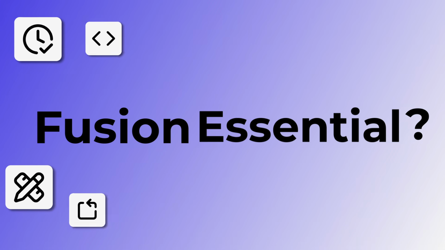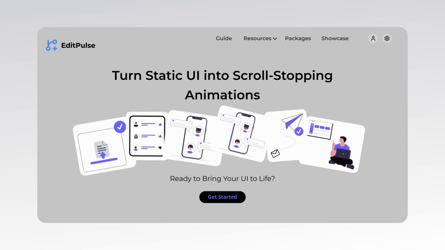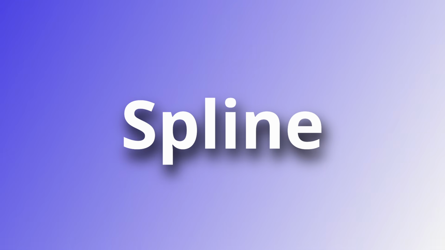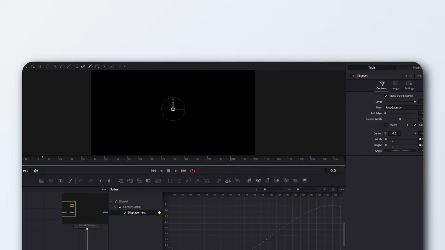If you ask me what Fusion tool you absolutely must master to create those buttery smooth SaaS-style animations, it's the Spline Editor. This is where the real magic happens. So in this video, I will show you how to use the Spline Editor like a pro.